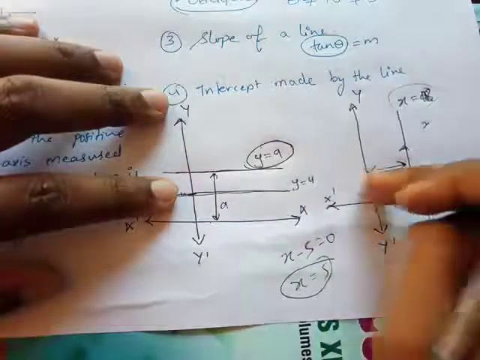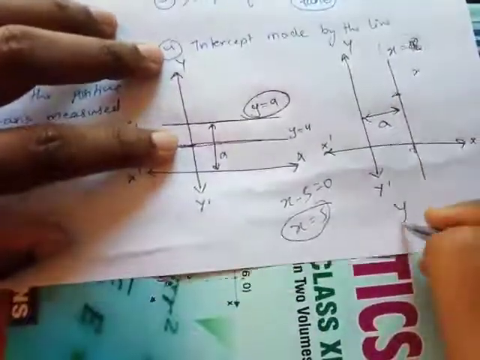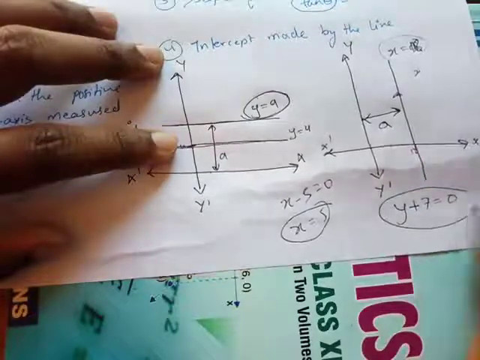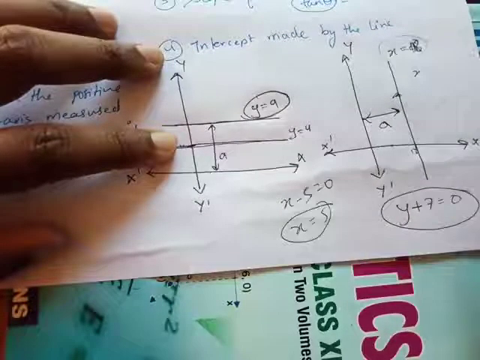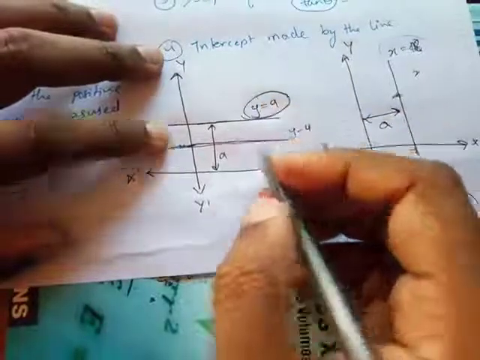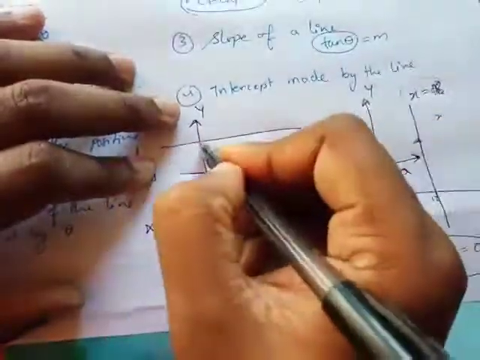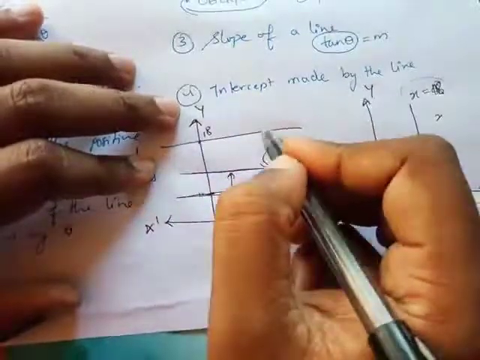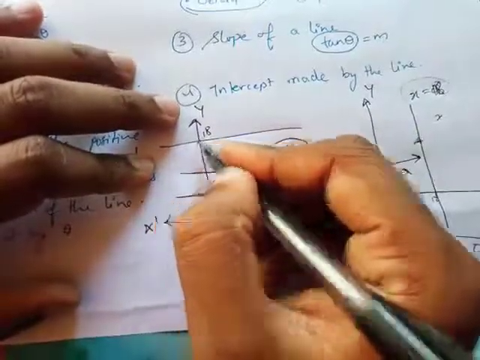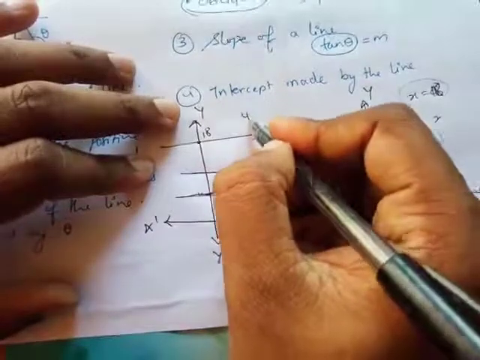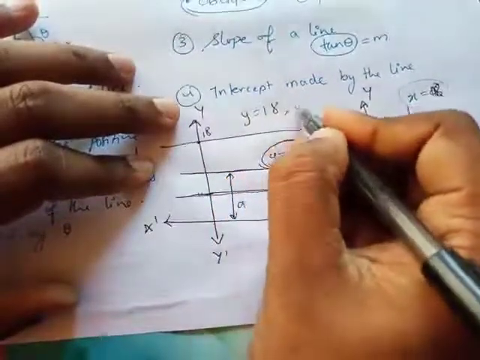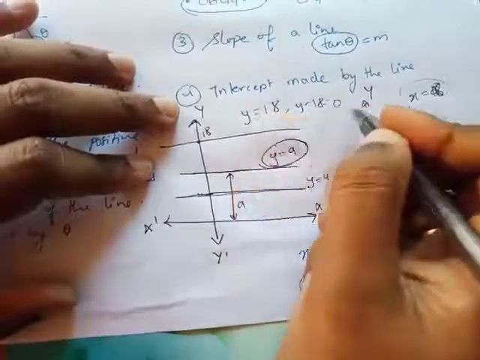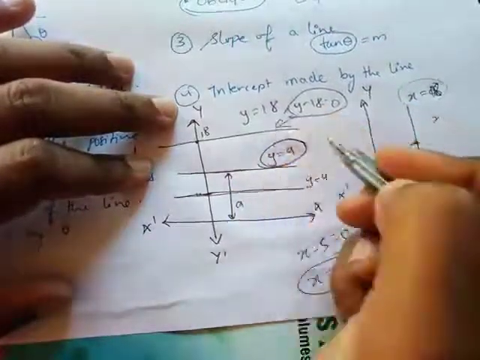If I have to make a line parallel to the y axis, or any equation is given, like y plus 7 equals 0, this is the equation given. Or maybe I have given you this point is 18, and I say write the equation of this line. So what are you going to write? If this is point 18, from here to here it's 18, so I'll say y equals 18, or you can also write y minus 18 equals 0. Bring 18 to this side, it becomes minus, y minus 18 equals 0. This is the equation of the line.